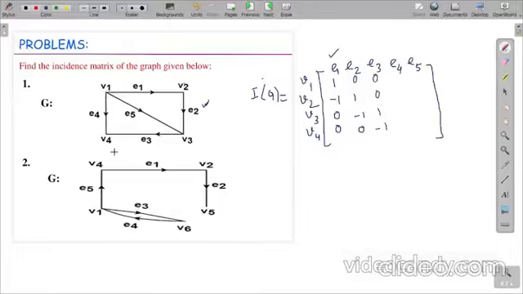For E4, out from V1 into V4, minus 1, the rest will be 0. For E5, out from V1 into V3, that is minus 1, the rest will be 0. So this is the procedure. From the directed graph we can write the matrix. Similarly, if one graph is given, you can write the matrix. Try it at home.